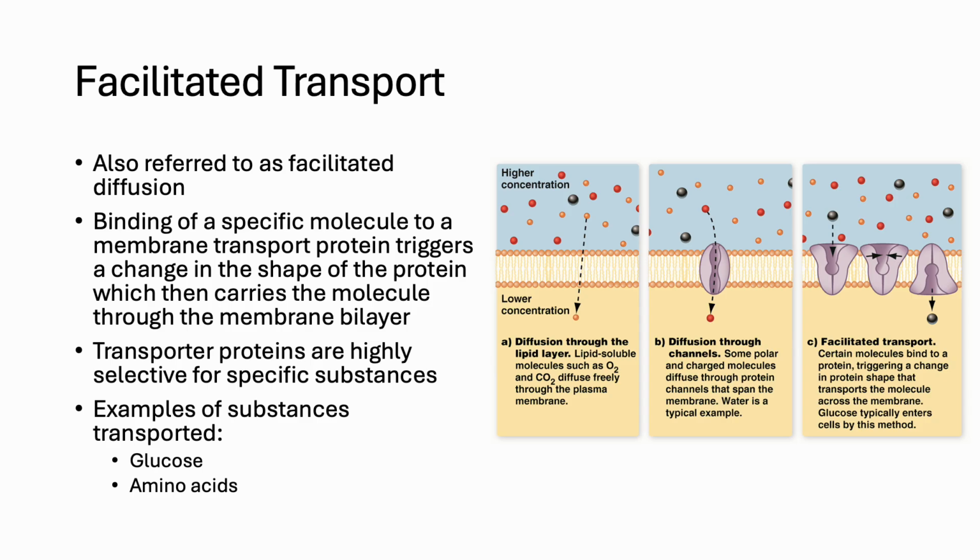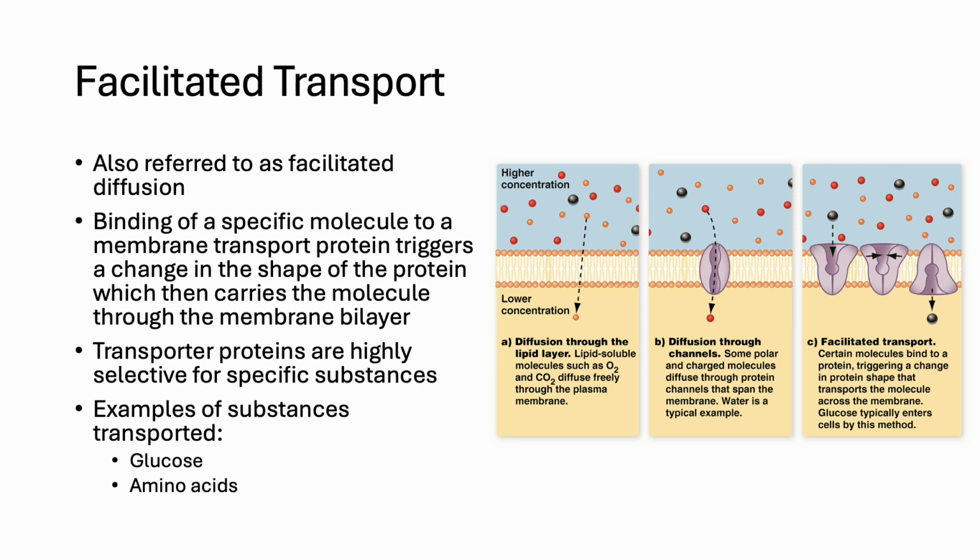Facilitated transport, also known as facilitated diffusion, helps larger or polar molecules cross the plasma membrane with the assistance of transport proteins. Unlike simple diffusion, these molecules cannot move through the lipid bilayer on their own. Instead, they bind to a specific transporter protein embedded in the membrane. The protein changes shape and shuttles the molecule across to the other side, always moving down its concentration gradient. Because the movement does not require energy, this is still considered passive transport. Examples include glucose and amino acids, both vital for cell metabolism.